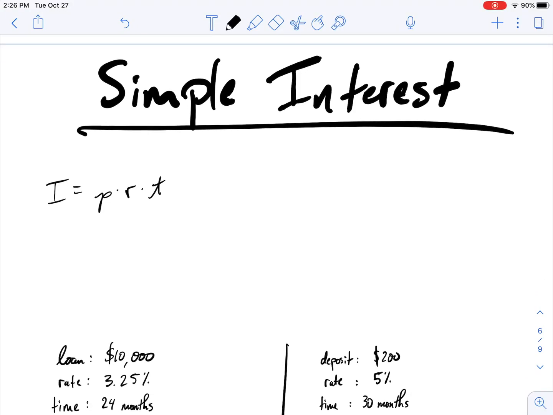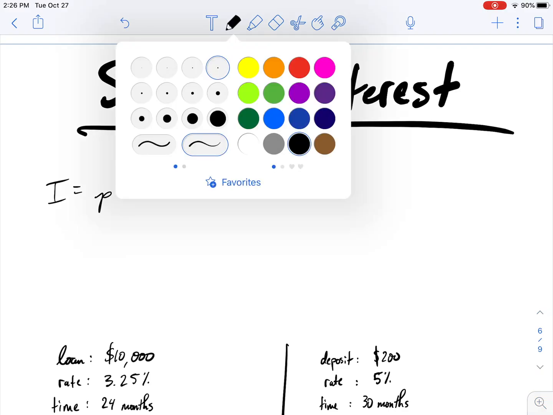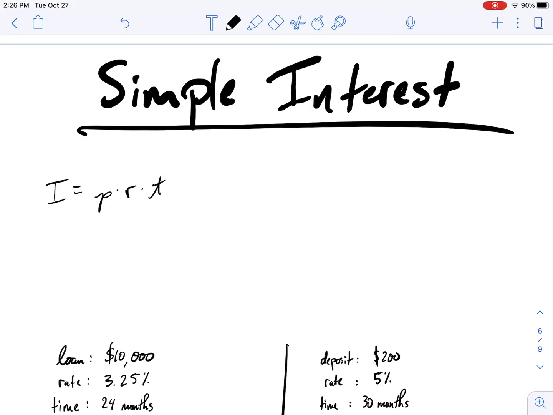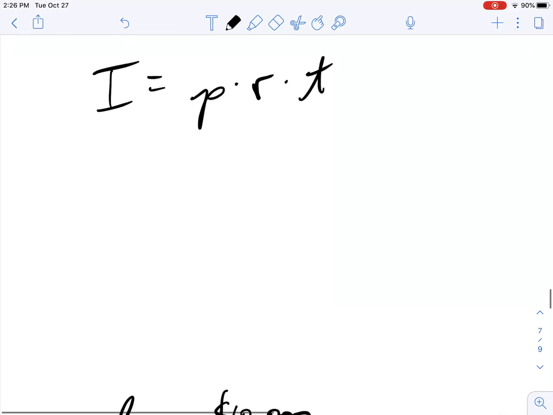I'm going to go over simple interest. While this is called simple interest, it's actually not that simple. It's a lot easier than higher level ways of calculating interest, but still not easy. So I don't want you to get the wrong idea.